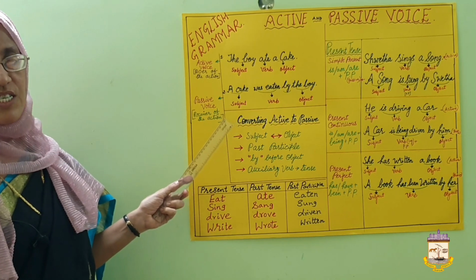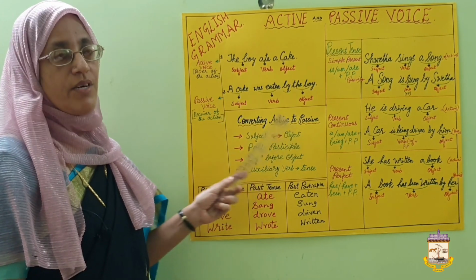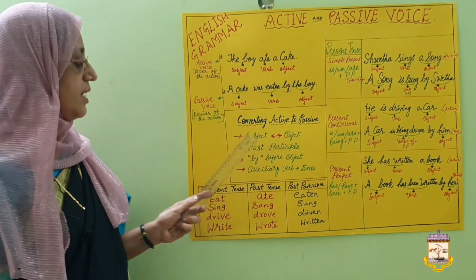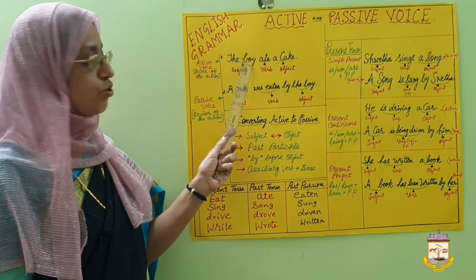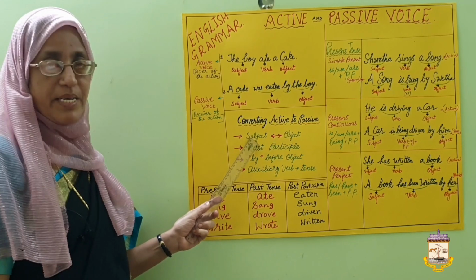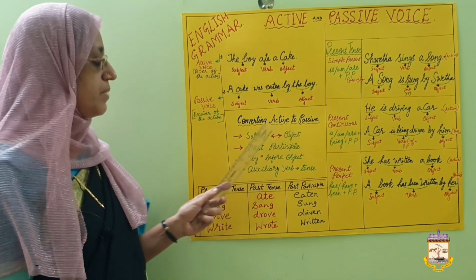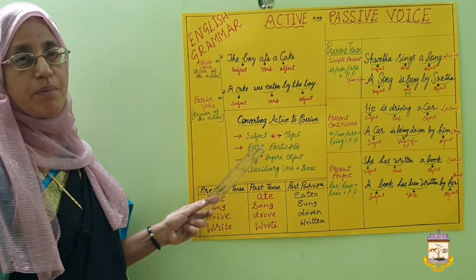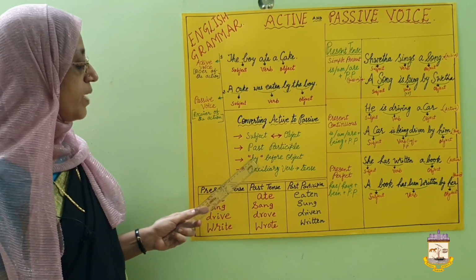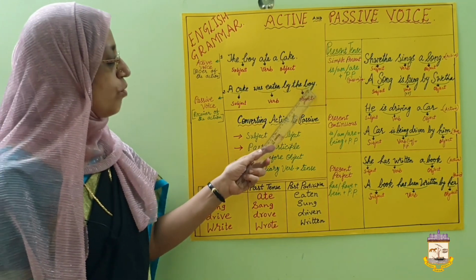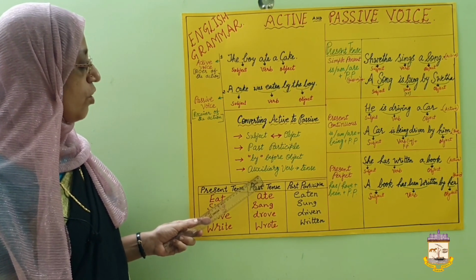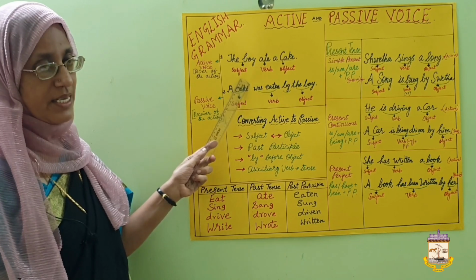Now how to change active voice into passive voice? For converting active voice into passive voice, you need to follow certain rules. The subject and the object, as you saw in the previous sentence examples, have changed places. The subject has become the object and the object has become the subject. And you use the past participle form of the verb, like ate is changed into eaten, and you place by before the object. The object here is boy and you have placed by before the object. And there is the use of the auxiliary verb was in this particular sentence.